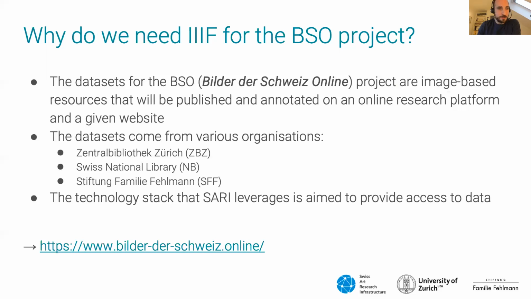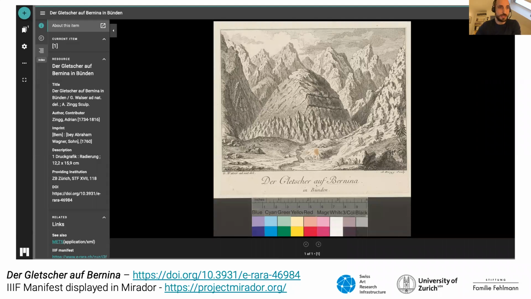The data sets for this project come from various organizations, mainly the Zentralbibliothek Zurich, the Swiss National Library, as well as the Stiftung Familie Fellmann. Some of these organizations have already hosted their images or collections on IIIF compliant platforms, some of them have not. For example, that's one image coming from an IIIF platform. This platform also hosts images from the Zentralbibliothek Zurich, and this is IIIF compliant, and this manifest is displayed here in the Mirador viewer.